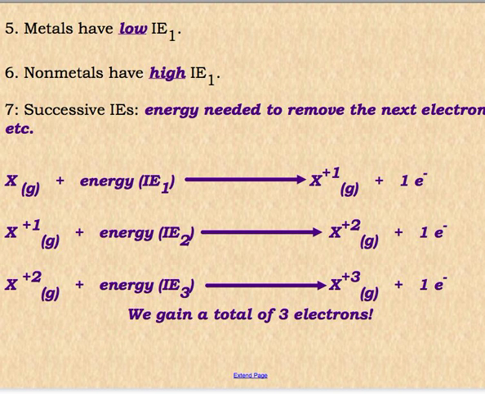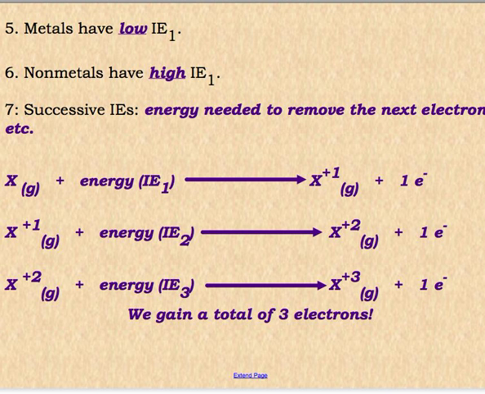Metals typically have low ionization energy because they do not tightly hold on to their electrons. It's easier for them to lose them. Non-metals typically have higher ionization energy because they bond to their electrons a little more strongly. What you'll see down here are called successive ionization energies.